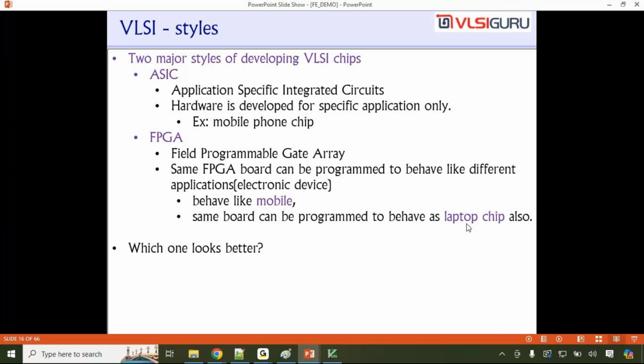Right now it looks like FPGA is better because it gives me flexibility to use the same chip for different requirements. But in real life, people always prefer ASIC for bulk requirements. Let's say a mobile phone, which sells in millions of pieces. Mobile phones across the world, of the same model or same kind of hardware, will sell in millions. In those cases, companies prefer the ASIC style of development because the cost per chip will be much lesser compared to FPGA.